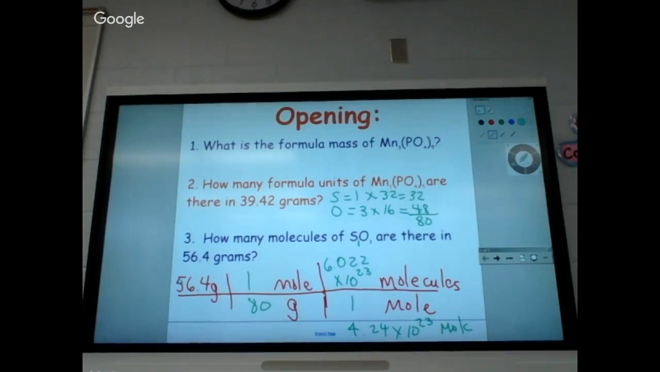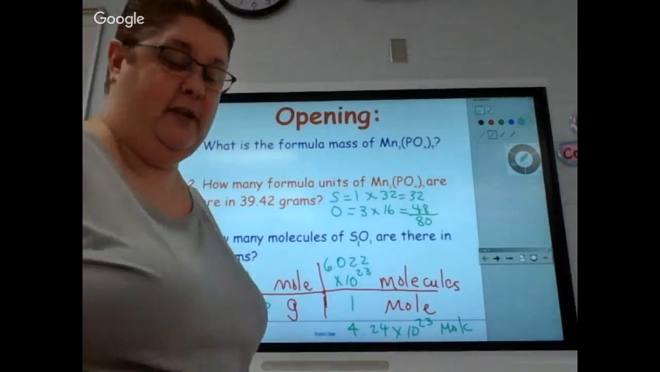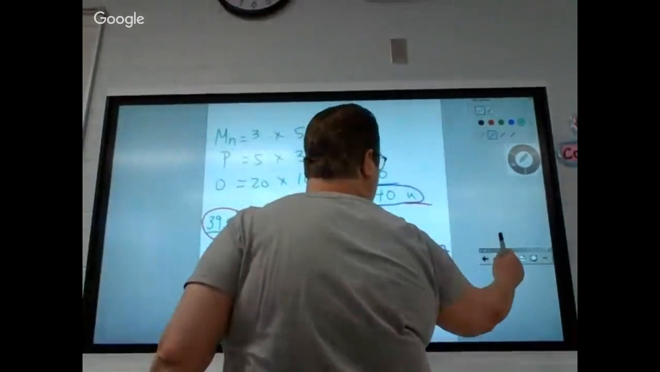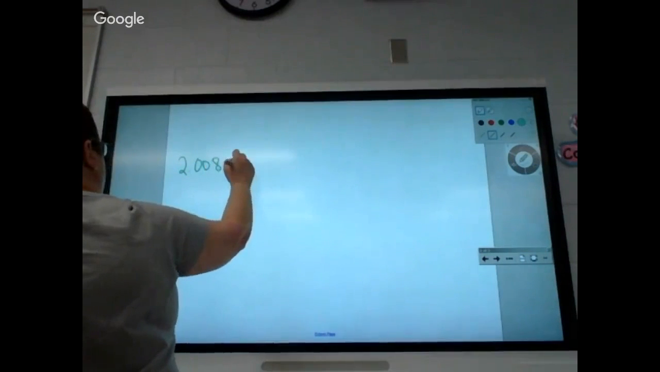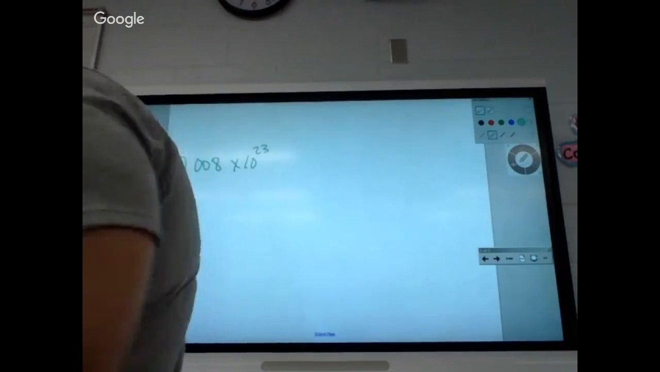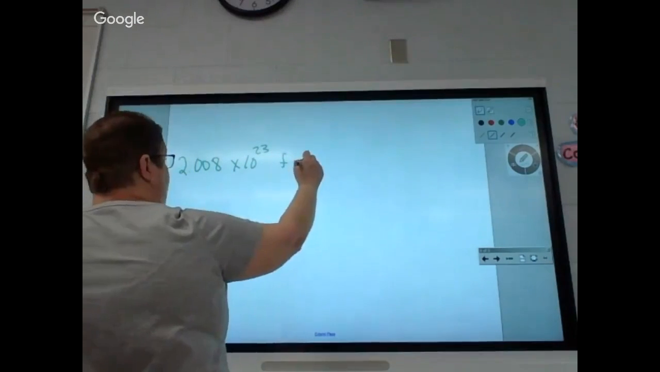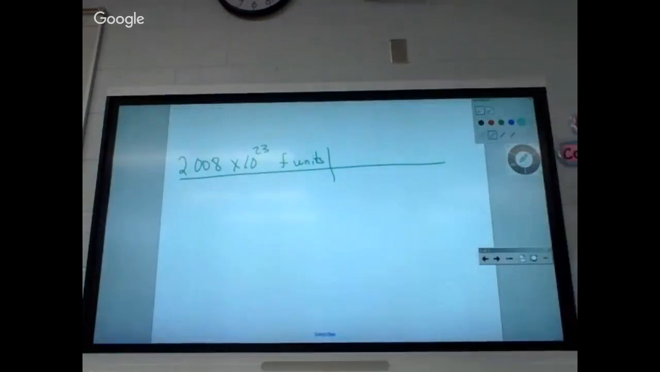All right, what do we need to work? What did you say number 1 was? 158. All right, 7 or 8. So number 7 says we have 2.008 times 10 to the 23rd. What unit did they give us? All right, formula units. All right, and let me get the worksheet so I don't have to keep trying to figure it out from the answers.